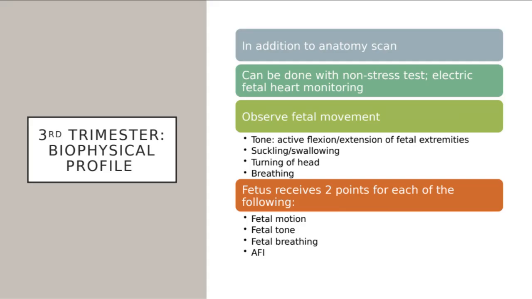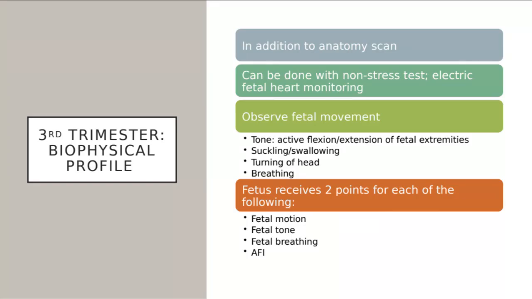When we're looking on the ultrasound, we need to be observing specific things. We need to be observing the baby breathing. We need to make sure that the baby is moving their head. We also need to make sure that the baby is suckling or swallowing, and we're looking for fetal tone. Fetal tone is when that baby is actively either flexing or extending their extremities. Is the baby kicking out and stretching their legs? Are they stretching their arms? Are they curling their arms, curling their legs? If so, that's a good sign.